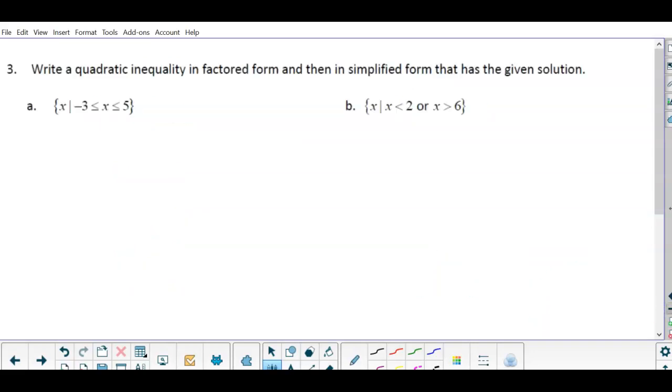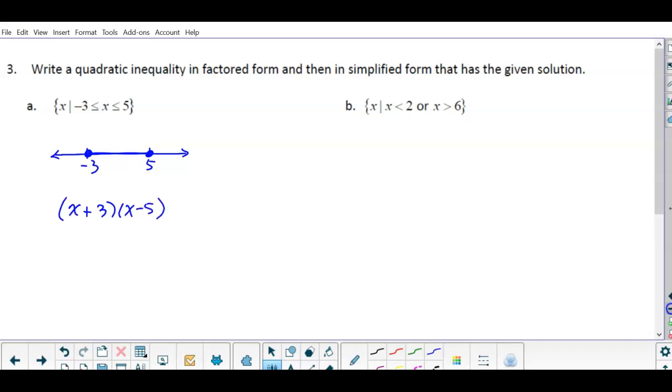All right, so now we're going to work backwards: write a quadratic inequality in factored form, and then in simplified form, that has this as a solution. So you might even want to draw a number line. And so we've got negative 3 and 5. And x has to be a solution with values between those, if we were to graph the solution set. So we know we've got to have factors of x plus 3 and x minus 5.